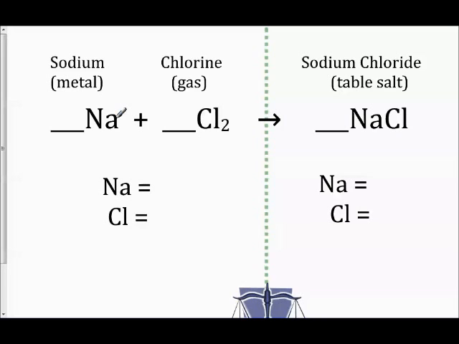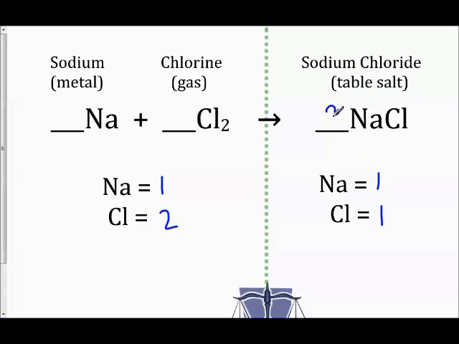All right, let's check it. Here we go. Sodium on this side, there's 1 of them. Chlorine, there's 2 of them. And on this side over here, 1 of each. All right, so sodium looks fine, but chlorine is off. So what do we need to do? We need to bump this up to a 2 somehow.